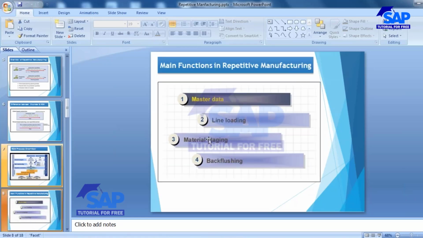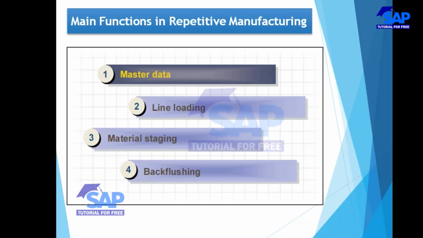So these are the main functions in repetitive manufacturing. First you will create the master data, all the relevant master data like material master, BOM (bill of material), routing (rate routing), and work center, which is called the production line. Then we'll do the planning, which is line loading. Once the planning is done, we will move ahead with material staging and backflushing. This is nothing but production execution. So these are the main functions in repetitive manufacturing.